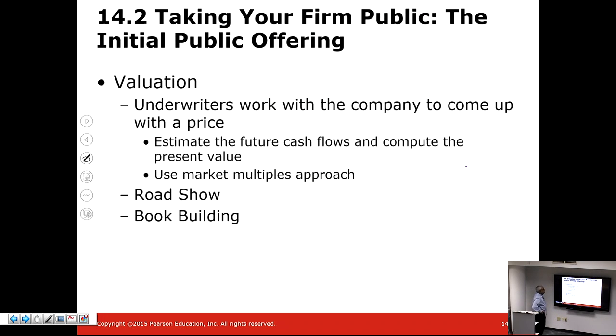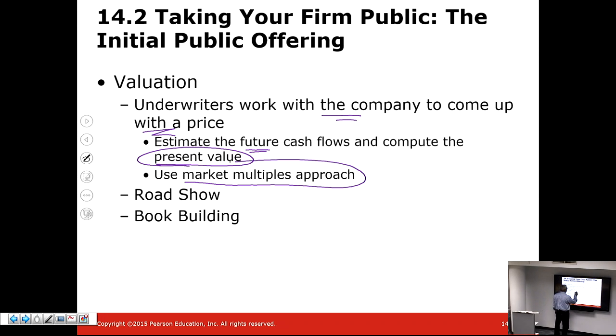So the underwriters work, as you saw in the Netscape video, with the company to come up with an estimated stock price for that company. And this estimation is based on development of a cash flow, similar to what we did in valuation. We laid out the future cash flows, discounted those cash flows to the present, and came up with the present value of those cash flows. That's one approach. The second approach that they often take is called the markets multiple approach.